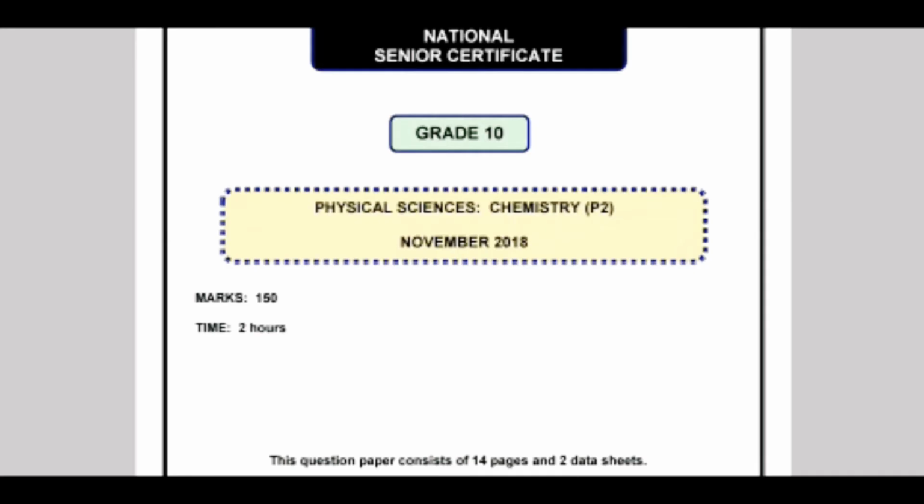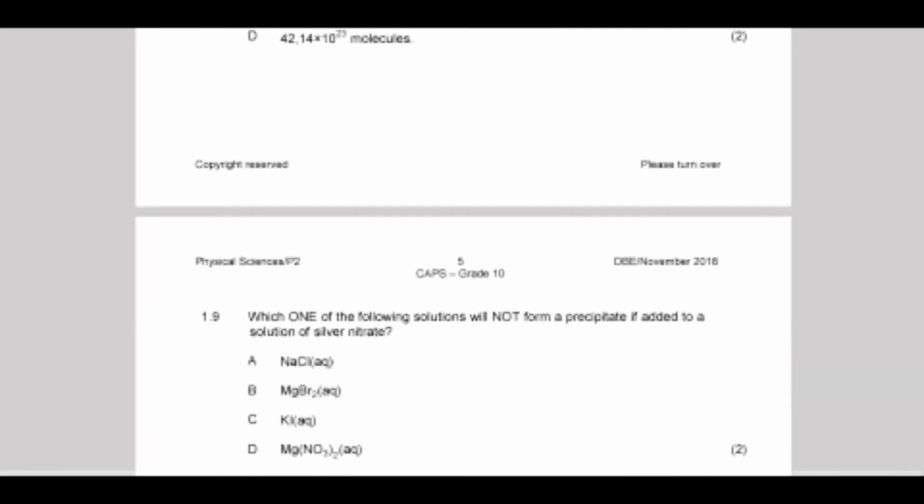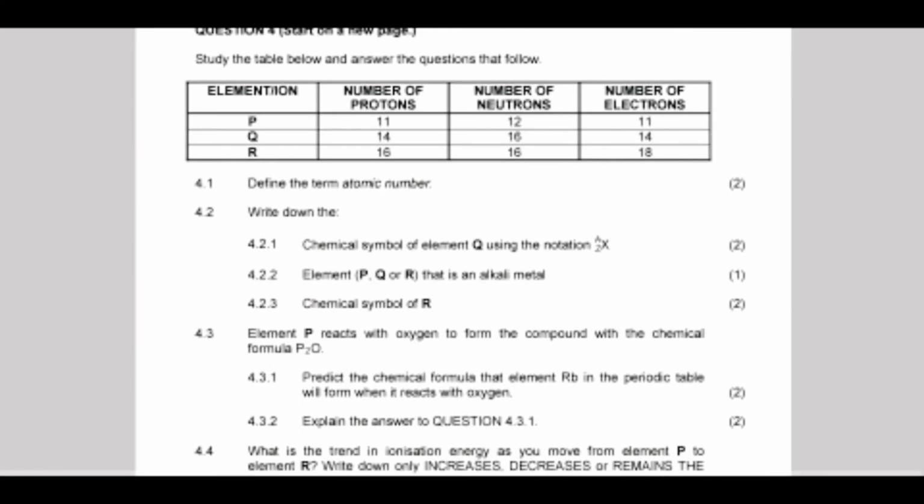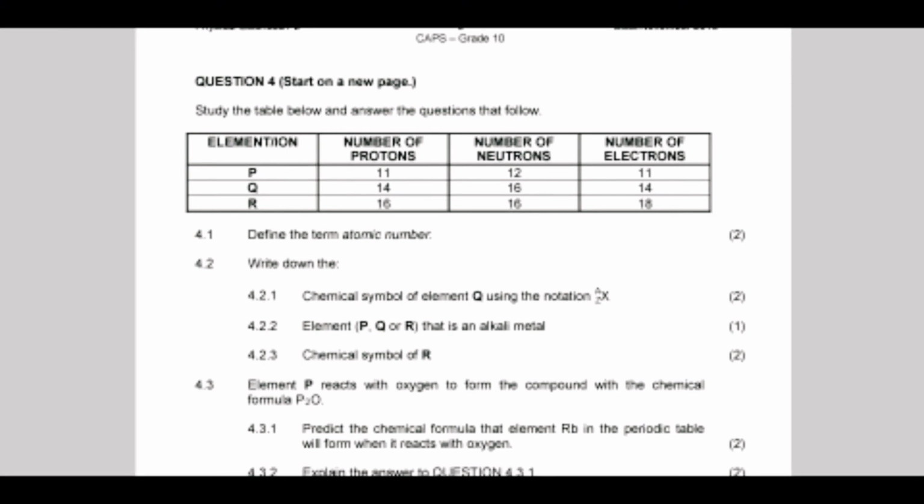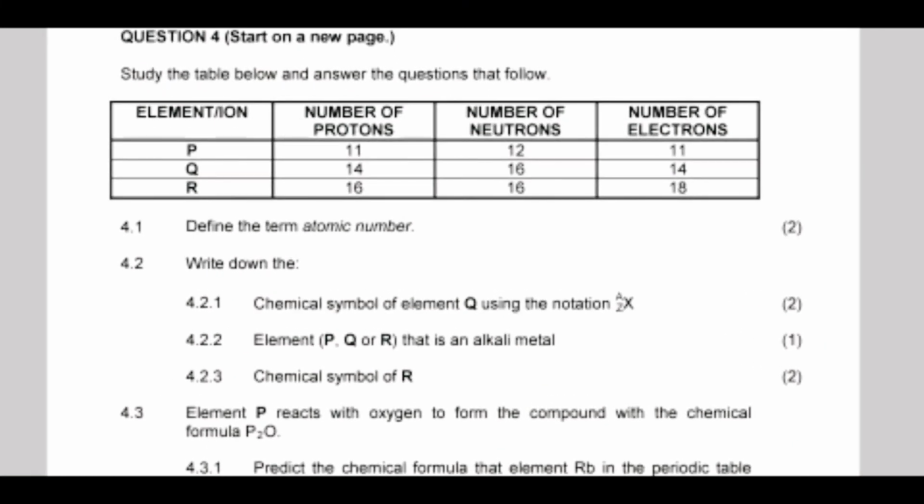Today we are looking at a grade 10 question paper, Physical Sciences. It's paper 2, meaning it is chemistry. For this lesson, we're only interested in question 4, not the whole of question 4. The other questions we'll do in the next lesson. So in question 4, we will do question 4.1, 4.2, 4.5, and 4.6.